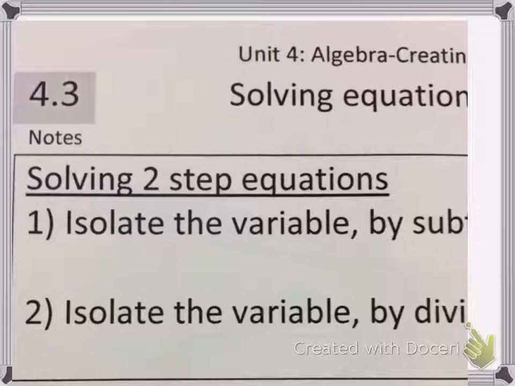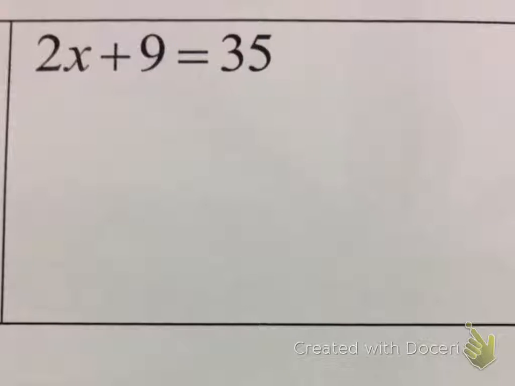This is Note-Taking Guide 4.3 for Math 2. We're going to solve equations in one variable. So over here it tells us that our steps for this two-step equation are to isolate the variable, and it tells you the steps on how to do that. You're going to isolate the variable by subtraction, and then you're going to isolate the variable by division. So let's take a look at that first problem.